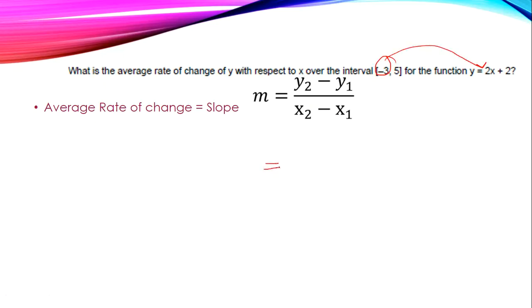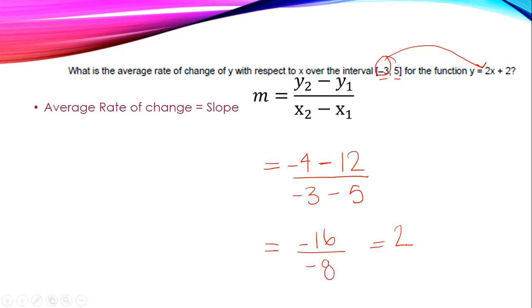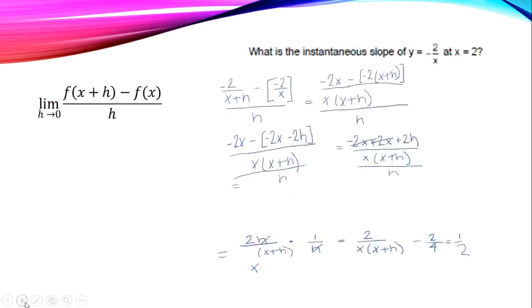So I would get 2 times -3 would be -6 plus 2 would be -4. Minus, plug in the 5, 2 times 5 plus 2 would be 12. And then my x's would be the two x's they gave me here. So -3 minus 5. And let's go ahead and clean this up. So we get -16 divided by -8. So my final answer would simply be 2. So average rate of change, think slope.